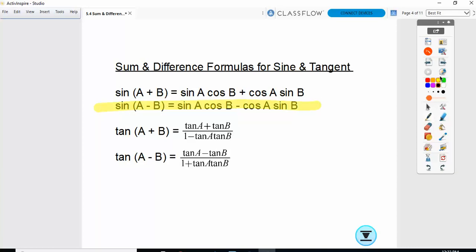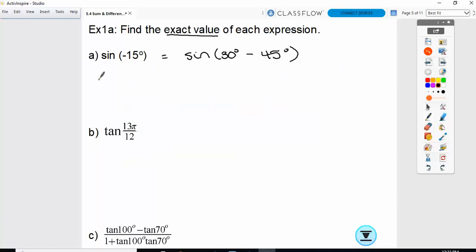So we do sine of the first, cosine of the second, minus cosine of the first, sine of the second. Again, we're not treating that second one as a negative 45. The minus is what told me which formula to use.